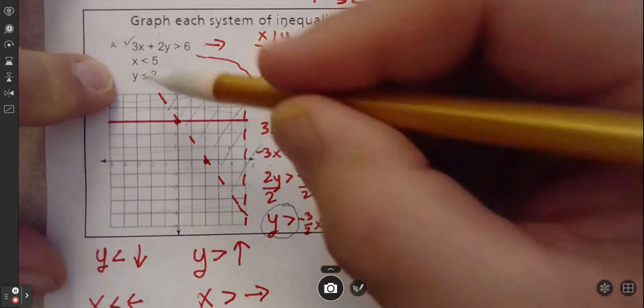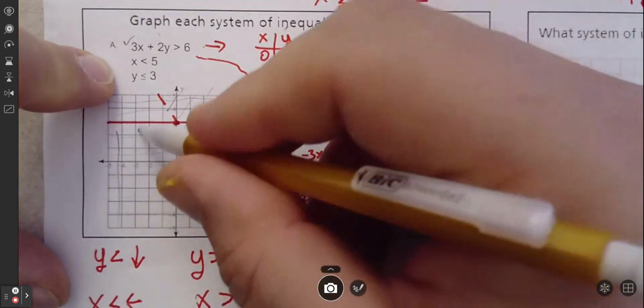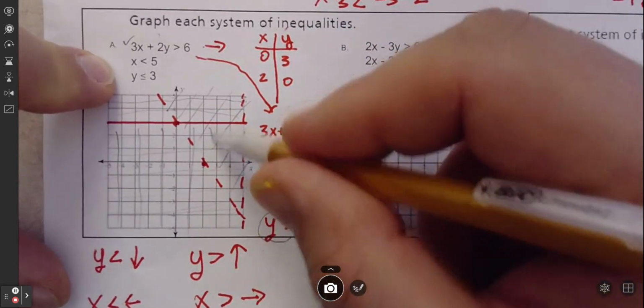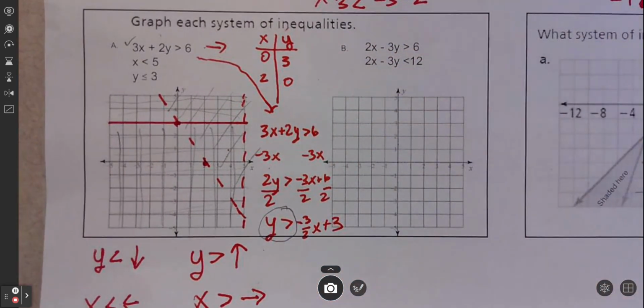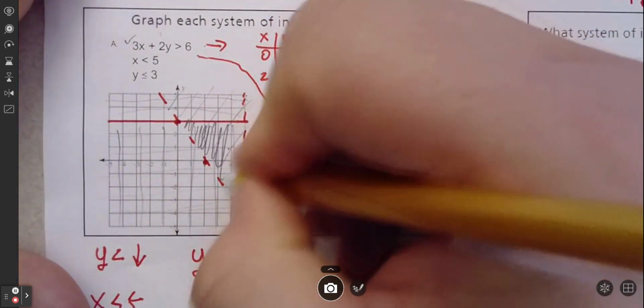And then finally, y is less than 3. Down. Where did I shade 3 times? Inside the triangle. So this is the shaded region.